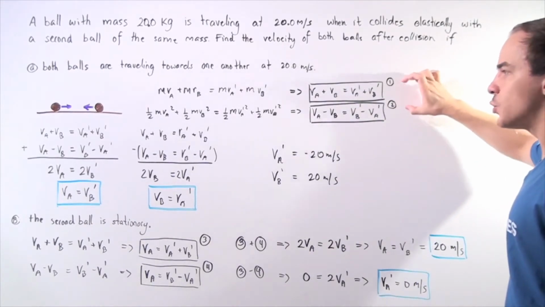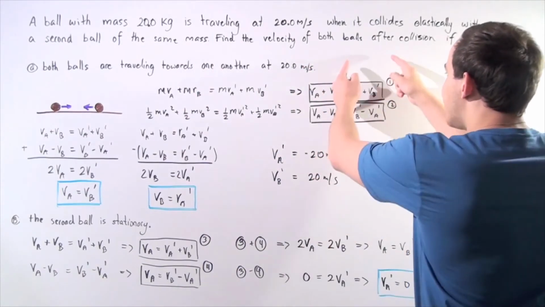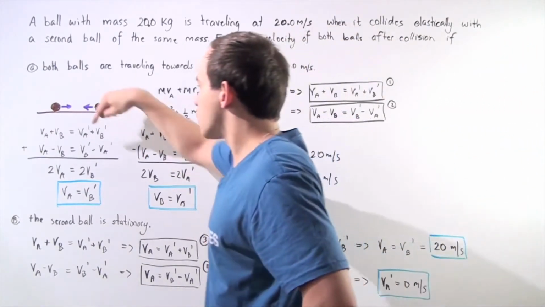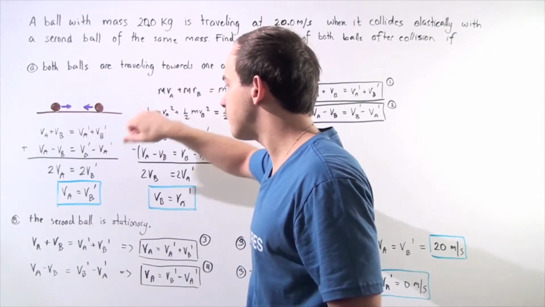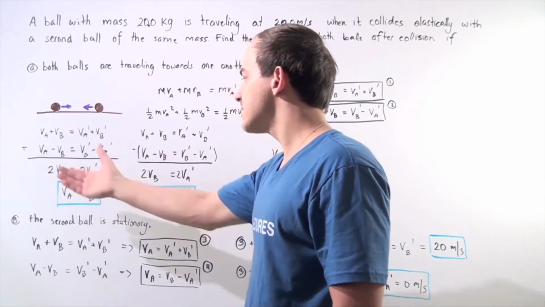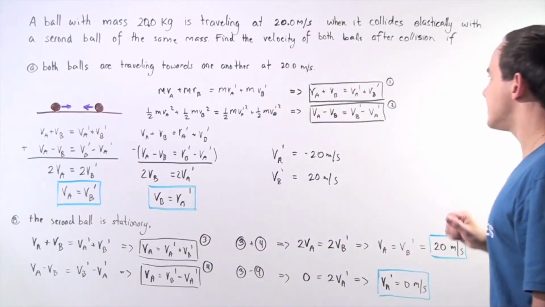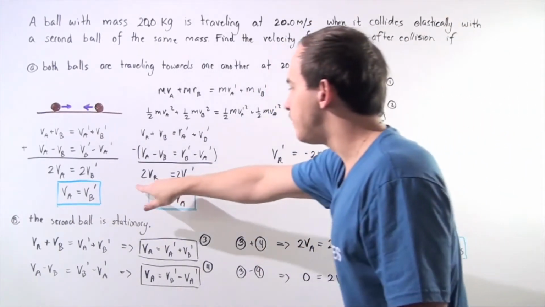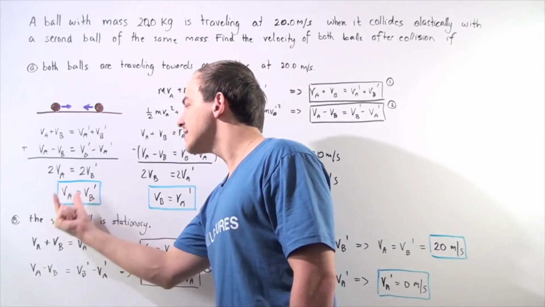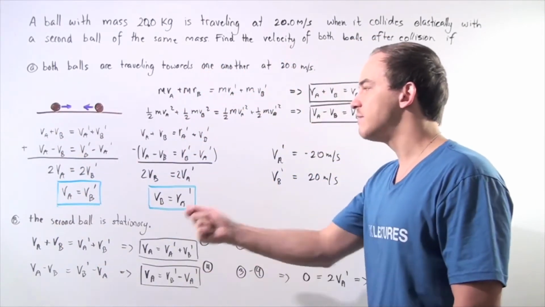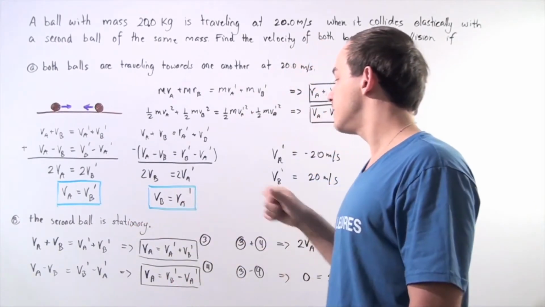Now if we add up these two equations in the following way, we get the following result. I simply add up the left side and I add up the right side of my two equations. Notice the VB's cancel, so we're left with 2VA, and the VA primes cancel, and we're left with 2VB prime. So the 2's cancel because they appear on both sides, and I get VA is equal to VB prime. Likewise, if I take 2 and subtract it from 1, I get VB is equal to VA prime. So that means my initial velocity of object 1 is equal to the final velocity of object 2, and the initial velocity of object 2 is equal to the final velocity of object 1.